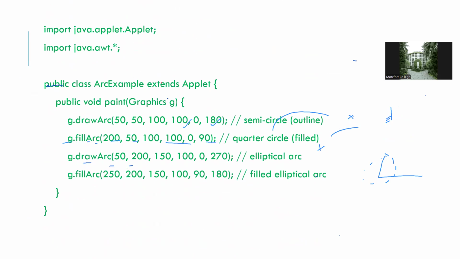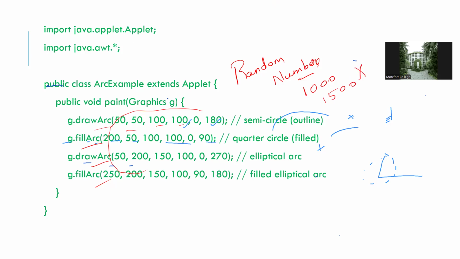So this is the example to draw an arc. See students, these numbers you need not memorize. In the examination, you can write some random numbers, no problem. But something related to this, 50, 100 like that, you can give, approximately. Don't give numbers like 1000, 1500. You should not give those.